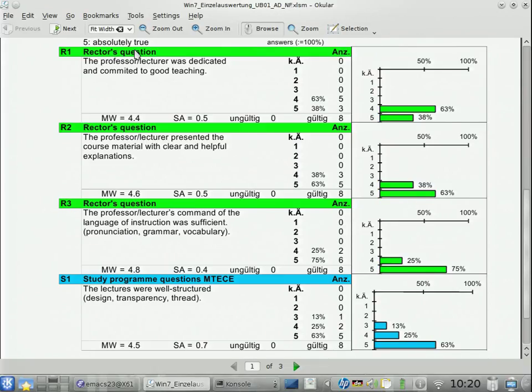Okay, this is how it looks. You see, the first 3 questions, the answers are returned to the rector. And if there are problems with the course, then of course this will be discussed with the study delegate and the professor, and in urgent cases also with the rector and the professor. This was all very positive. This is about the language, the course material, and the commitment to good teaching. If you have comments or questions, then we can discuss this.